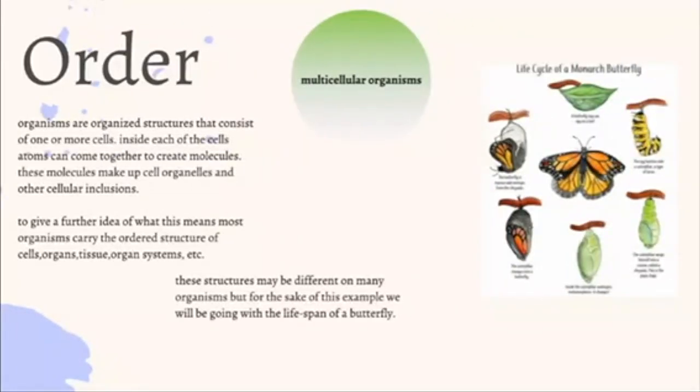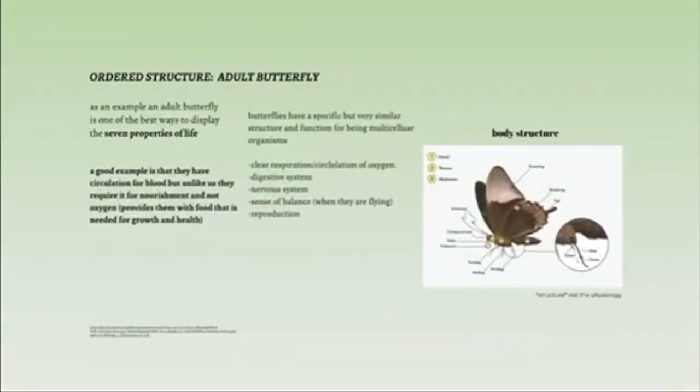Organisms are organized structures that consist of one or more cells. Inside each of the cells, atoms can come together to create molecules. These molecules make up cell organelles and other cellular inclusions. To give a further idea of what this means, most organisms carry the order structure of cells, organs, tissues, organ systems, and so on. These structures may be different in many organisms, but for the sake of this example, we will be going with the lifespan of a butterfly.